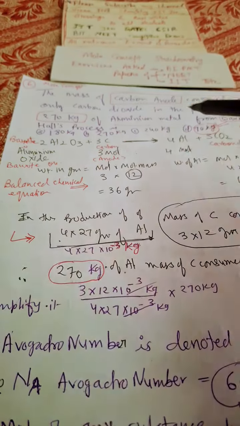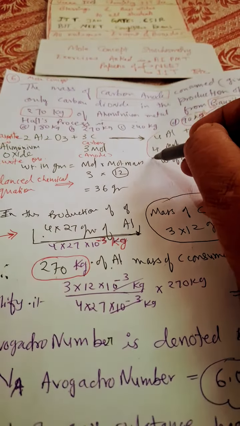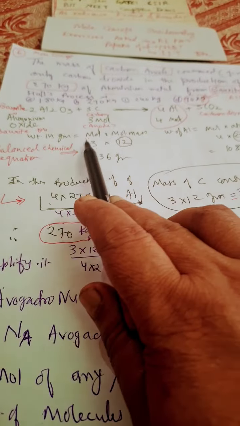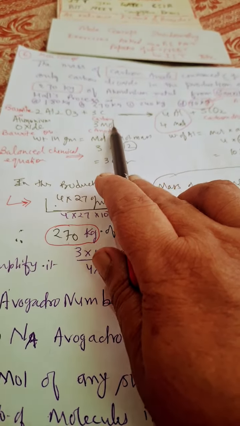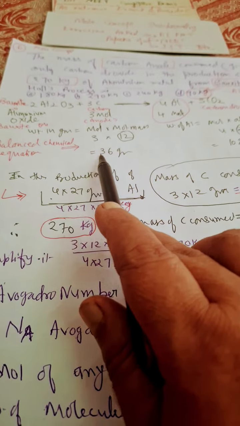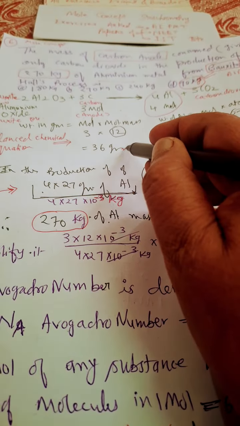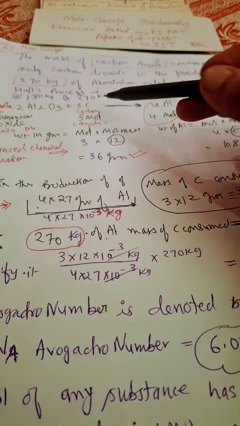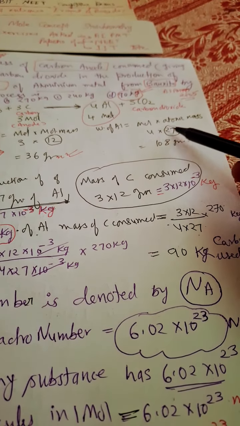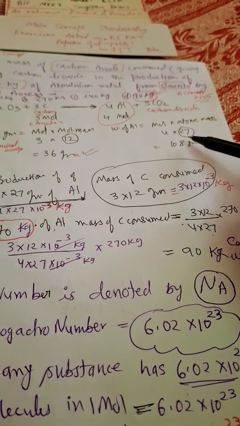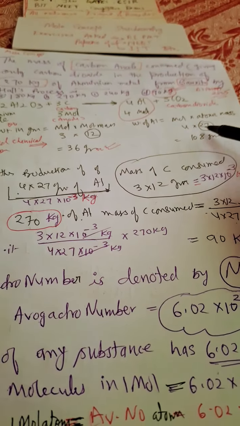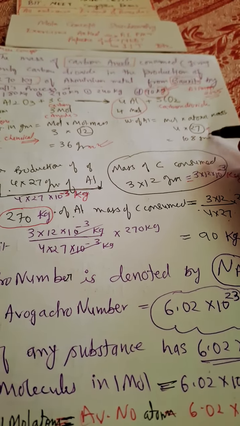So here I have written, we have to think about only aluminium and carbon. First see the molar mass of carbon. The molar mass of carbon will be 3 times 12, which is 36 grams. So this much carbon is used up when 4 moles of aluminium are formed. So 4 times 27 grams of aluminium. You need not calculate it out, I have done it directly.